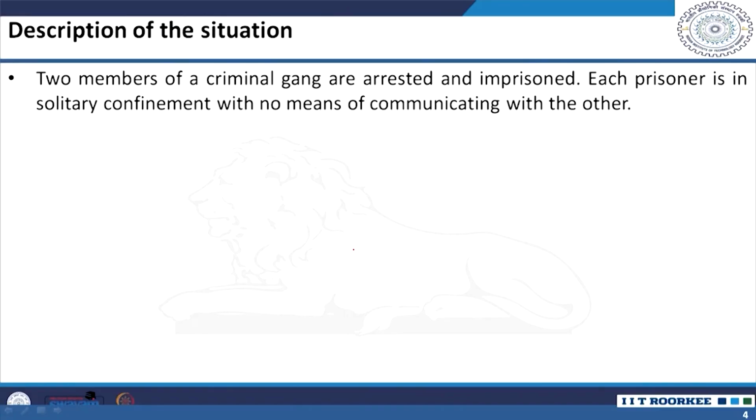Here he talked about a situation in which two members of a criminal gang are arrested and put in prison, and each prisoner is in confinement. He does not have any connection with the other prisoner, so they are not able to communicate with each other. In these conditions both of them are isolated and there is no chance for communication. So, both of them do not know what the other will do, whether he will confess to the crime or not.